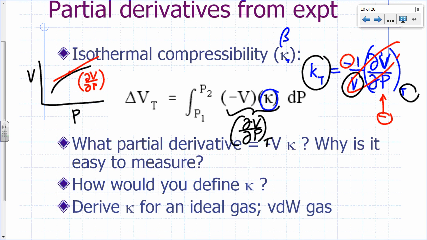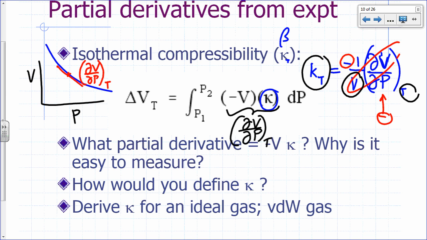oops, wrong graph. I need a negative slope. In fact, for an ideal gas, what would this look like? It looks like that, right? So that's what an isotherm for an ideal gas would look like. If I were to pick a point there, the slope is going to be equal to the partial of V with respect to pressure at constant temperature. And so if I want to know what kappa is for an ideal gas, I just take that slope and divide that by negative V, right?